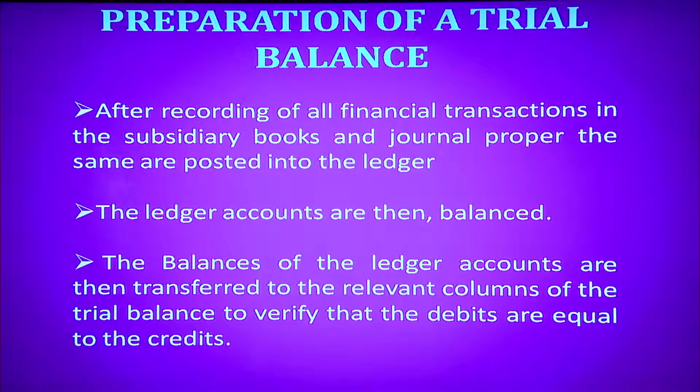Now, balancing the trial balance. After recording all the financial transactions in the subsidiary books and journal proper, the same are to be posted in the ledger. The ledger accounts are then balanced, and the balances of these ledger accounts are then transferred to the relevant column of the trial balance to verify that the debits and the credits are equal. So, these are the steps to be followed for the purpose of preparing and balancing the trial balance.